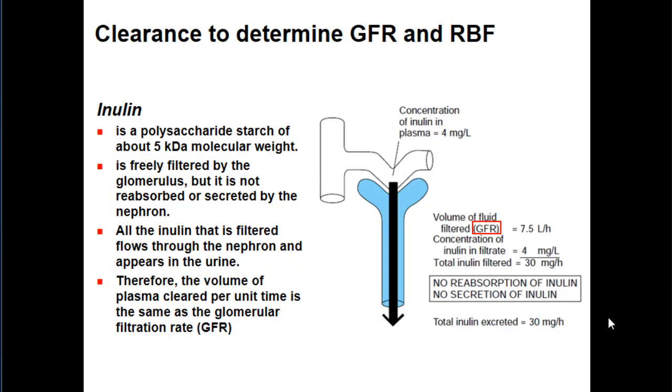Clearance is used to determine glomerular filtration rate. In this case, you can use inulin as a substance. That's a polysaccharide starch, and it's freely filtered by the glomerulus, but is not reabsorbed or secreted by the nephron. All the inulin that is filtered flows through the nephron and appears in urine. Therefore, the volume of plasma cleared per unit time is the same as glomerular filtration rate, because there is no reabsorption of inulin and no secretion of inulin.